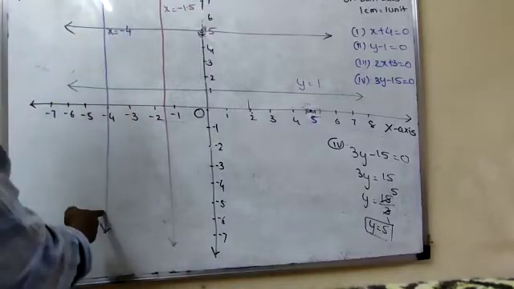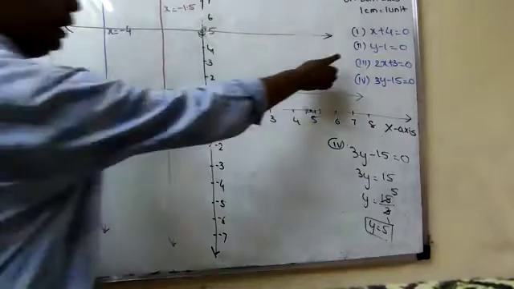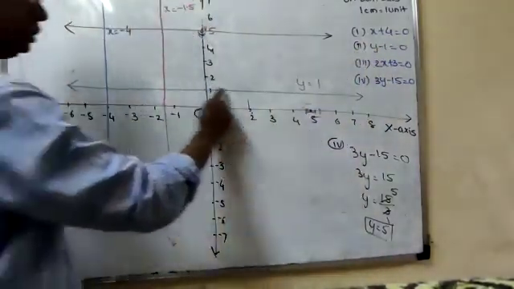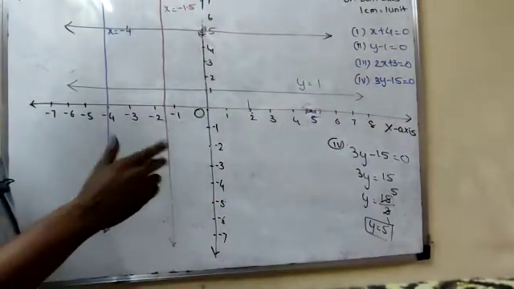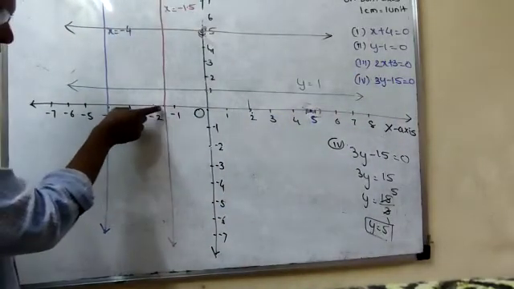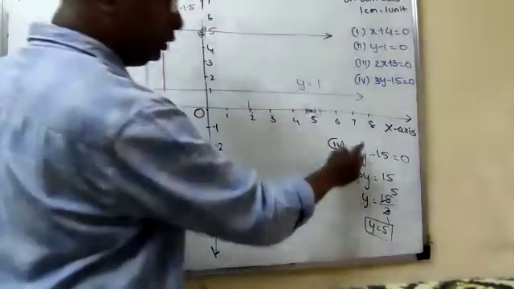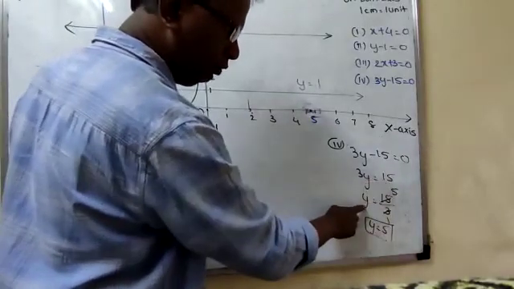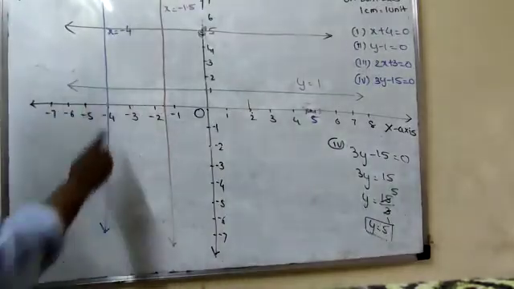First line, x plus 4 means x is equal to -4. Then y minus 1 means y is equal to how much? 1. y is equal to 1. This is the line. Then 2x plus 3, when solved, how much will it come? x is equal to -1.5, between -1 and -2. Fourth one, 3y minus 15 is equal to 0. 3y is equal to 15. y is equal to 15 upon 3, which means y is equal to how much? 5. y is equal to 5.